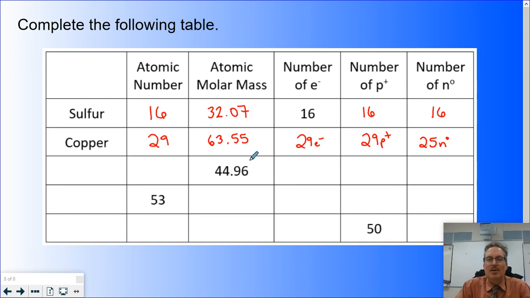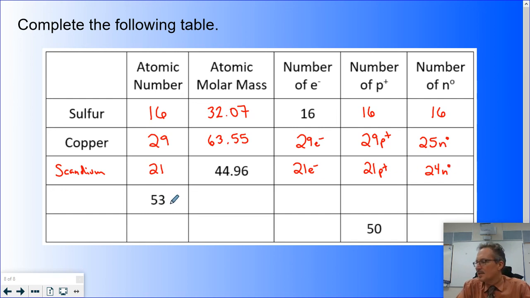Well, we have a mass number here of 44.96, so we're going to look on our periodic table. 44.96 is scandium atom. So this is scandium. Scandium is element number 21. Therefore, it's got 21 protons, 21 electrons. 21 plus what equals 45? And our answer is going to be 24 neutrons.